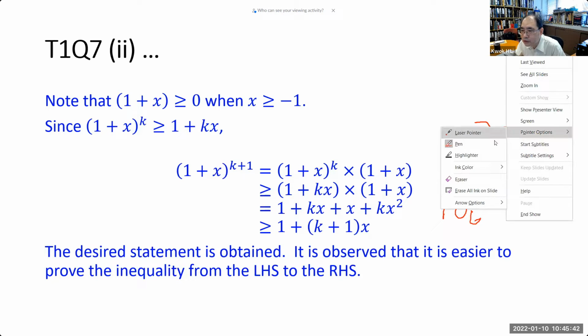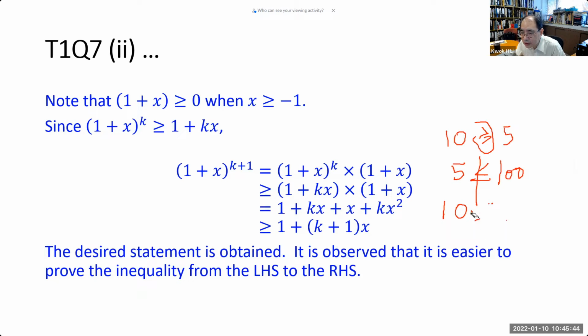Where's my pointer? The eraser. Okay, let me clean this one first.